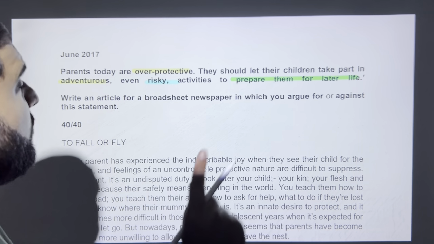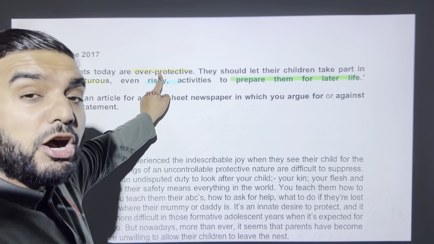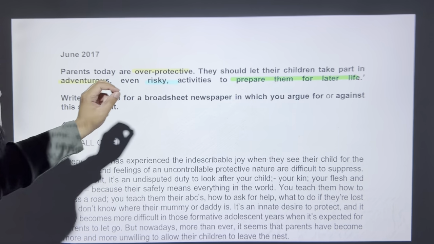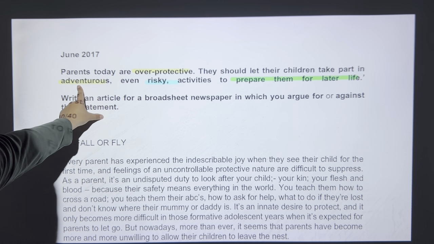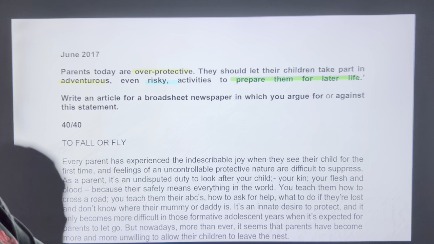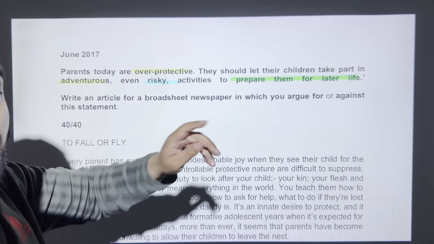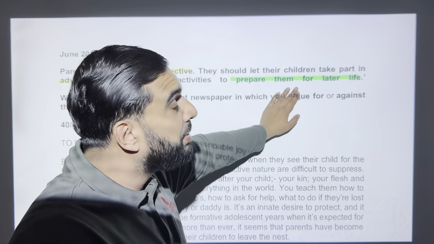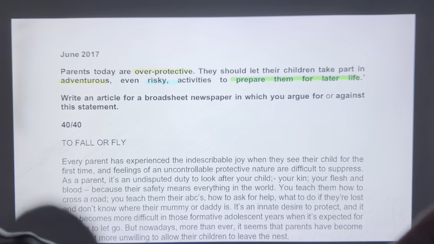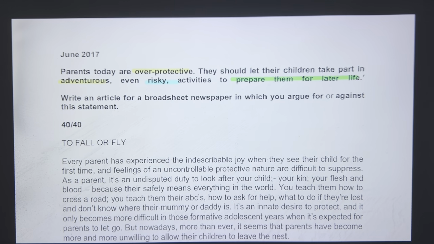Paragraph 1. Parents are overprotective. Paragraph 2. Parents should allow their children to take part in adventurous activities. Paragraph 3. Children should be allowed to take part in risky activities. And paragraph 4, this prepares them for later in life. Using the statement, I've built my 4 paragraphs.